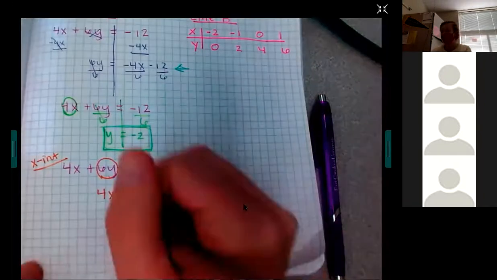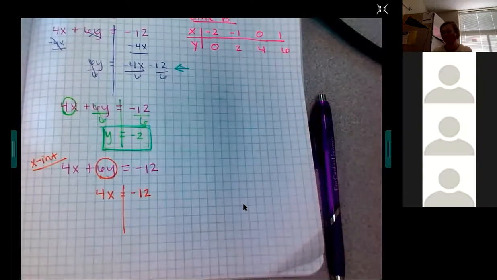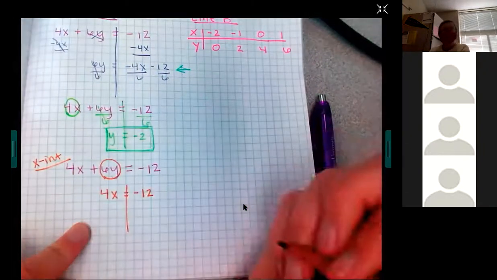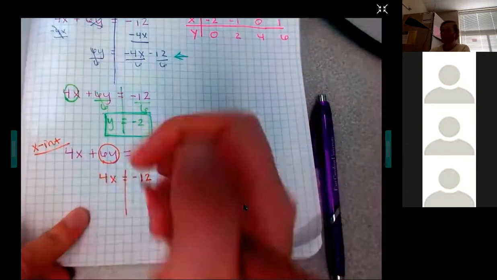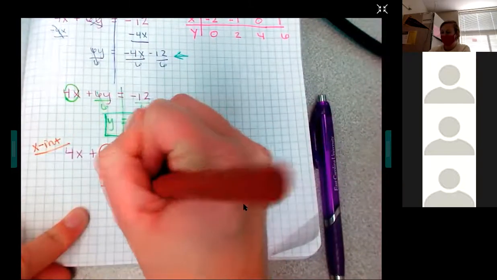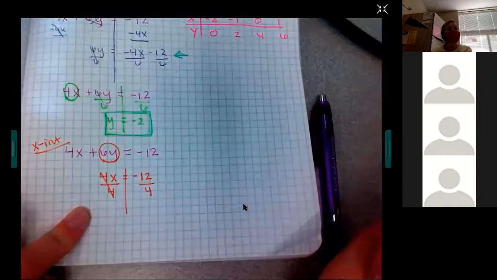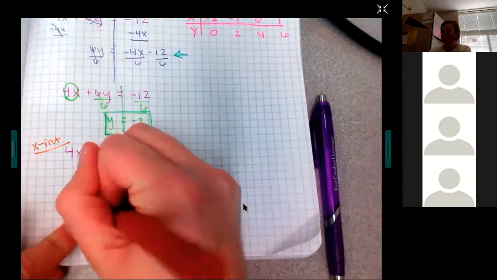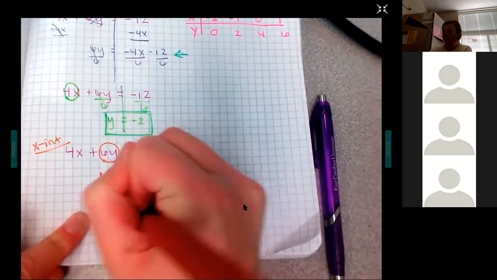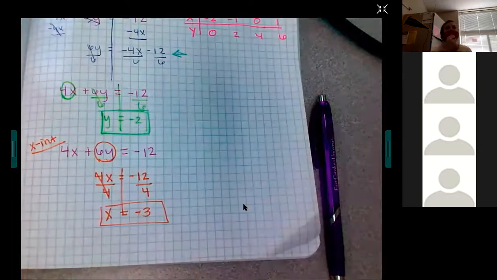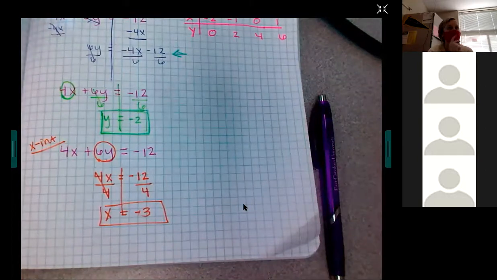And y'all, how do I get x by itself? Not 2, divide by 4. There we go. He said 4. What's negative 12 divided by 4? Negative 3. Yes, so the x-intercept of line A is negative 3.